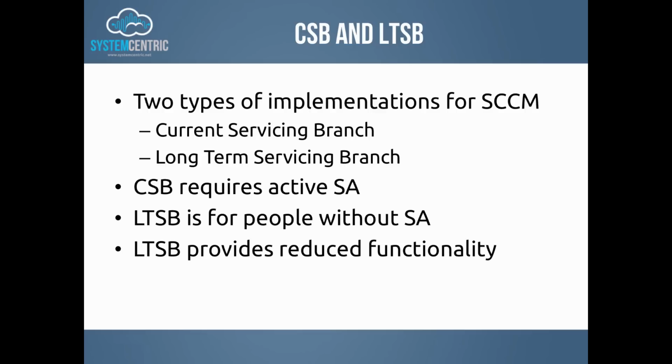So current servicing branch, you're covered by your software assurance and you can put in the latest version. And no software assurance, you're at a fixed point in time, you've got a perpetual license, you can only use the long-term servicing branch. So the CSB requires SA, LTSB is for people without SA, but the real difference between them is that the long-term servicing branch stops at that point in time because you're not entitled to any upgrades. So what is it that we lose?